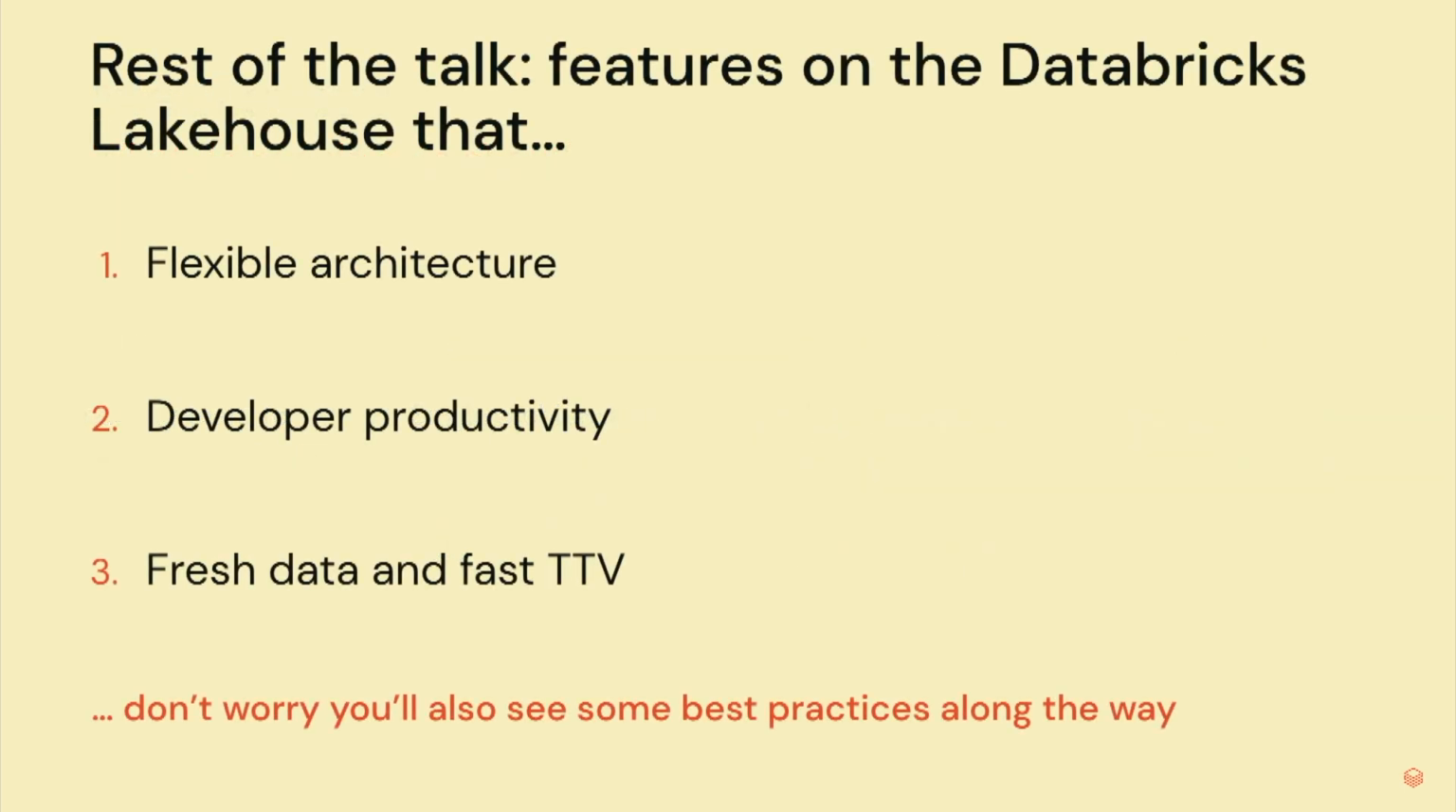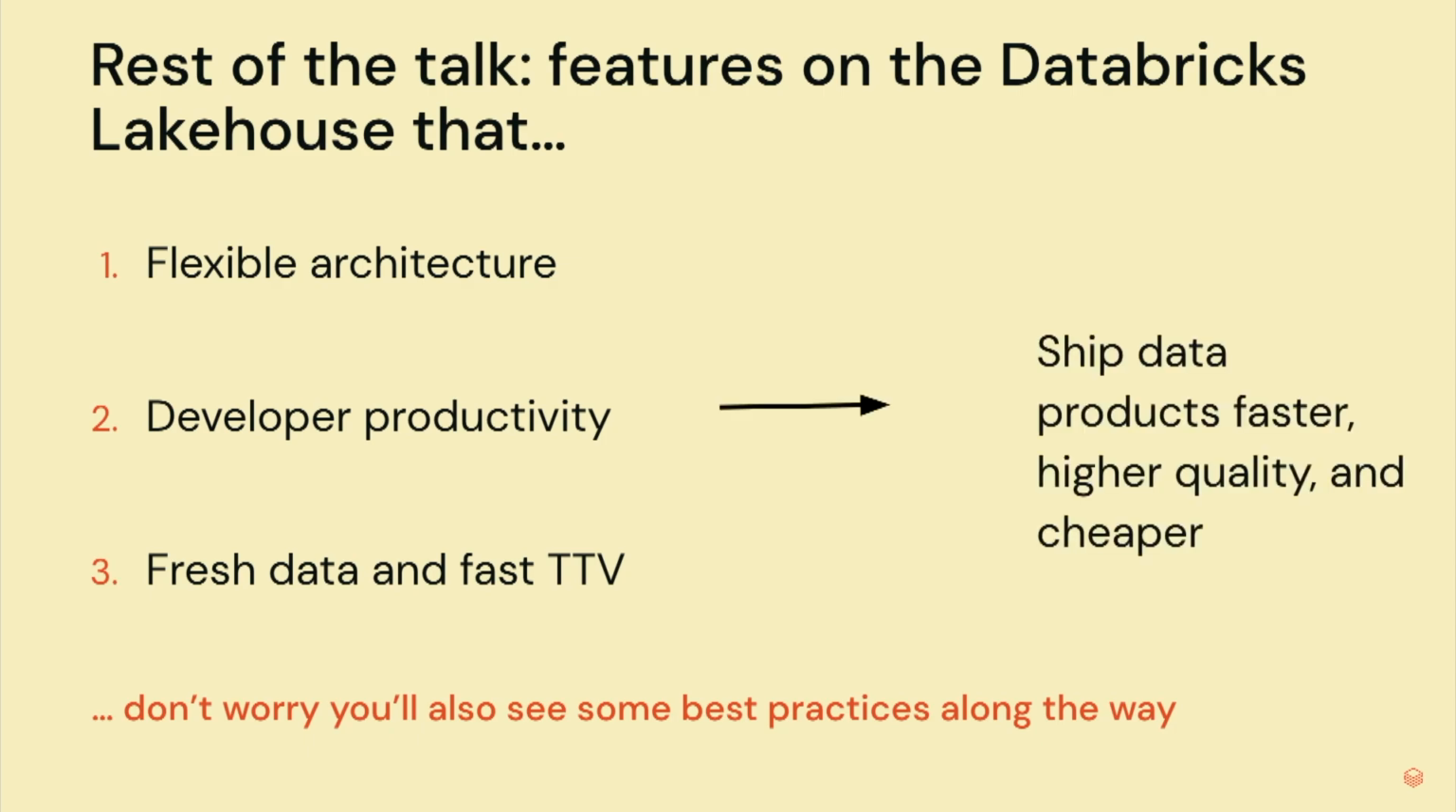So we're going to think about these things in different sections throughout the rest of the talk about making efficient workloads across the entire platform. And in these three segments: flexible architecture, developer productivity, and fresh data and a fast time to value. If you do these three things right, that'll enable you to ship data products faster, with higher quality, cheaper, live forever, all the fun things.